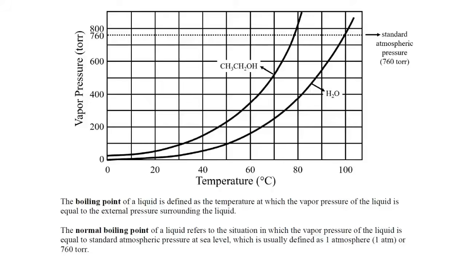So here we have a graph of vapor pressure on the y-axis versus temperature in Celsius on the x-axis. So when we look at this graph, we can find on the y-axis the standard atmospheric pressure, so 760 torr, and then we follow it down to, there's one curve for ethanol and there's one curve for water. So for water, if we follow that intersection of at what point does the vapor pressure of the liquid equal 760 torr, and that's when the temperature of the water is 100 degrees Celsius. So 100 degrees Celsius is the normal boiling point of the liquid.